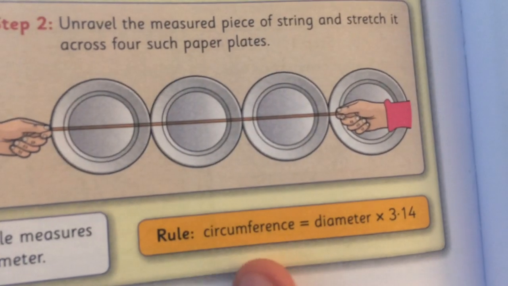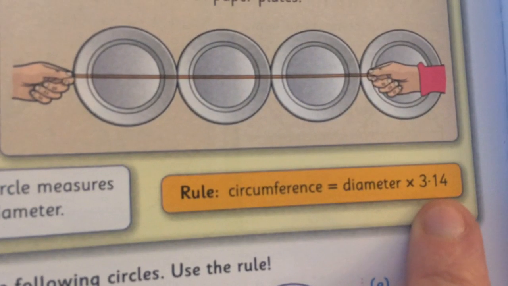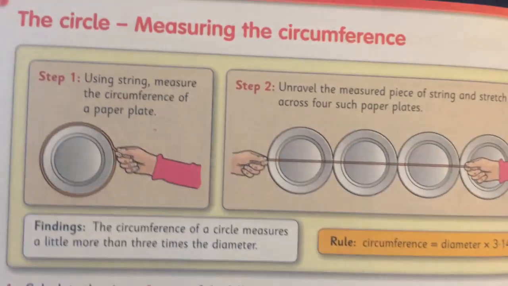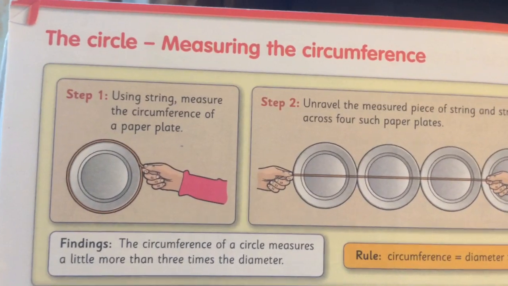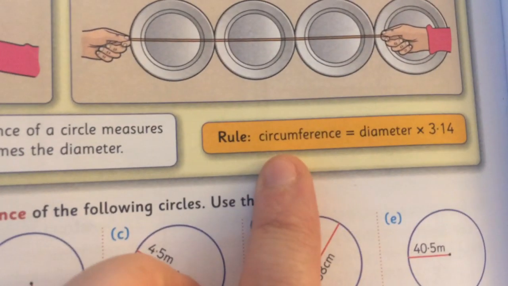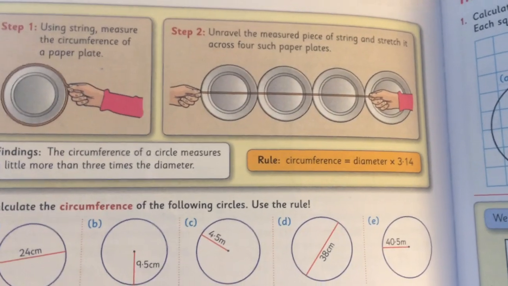Okay, so the circumference equals the diameter of a plate multiplied by 3.14. Okay, 3.14 is actually that's how much the circumference measures. So it's standard for every circle, so that's why it's a good equation to know. So the circumference of a plate is the diameter multiplied by 3.14.